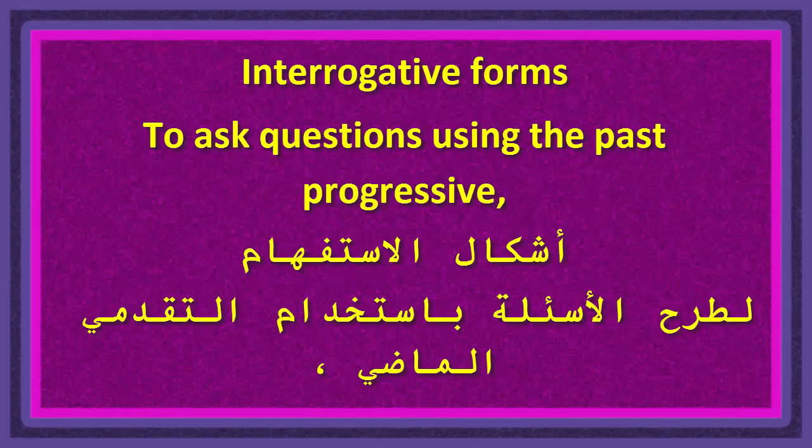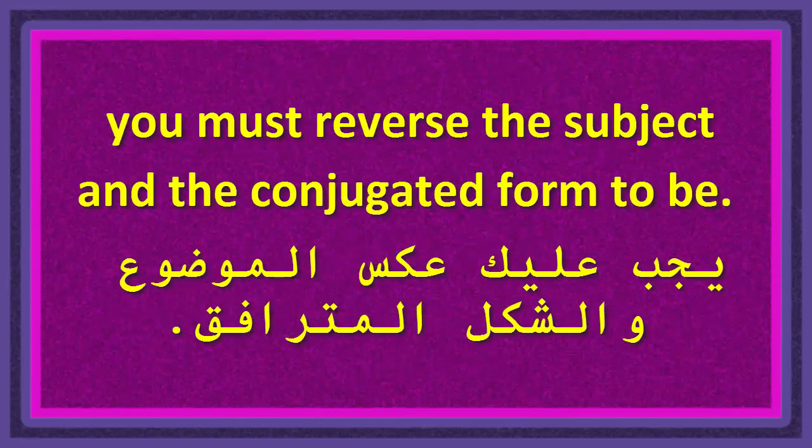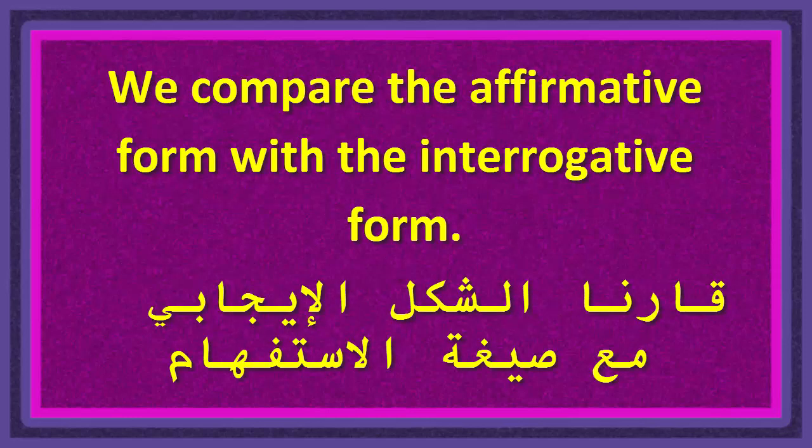Interrogative forms to ask questions using the past progressive. You must reverse the subject and the conjugated form of to be. We compare the affirmative form with the interrogative form.